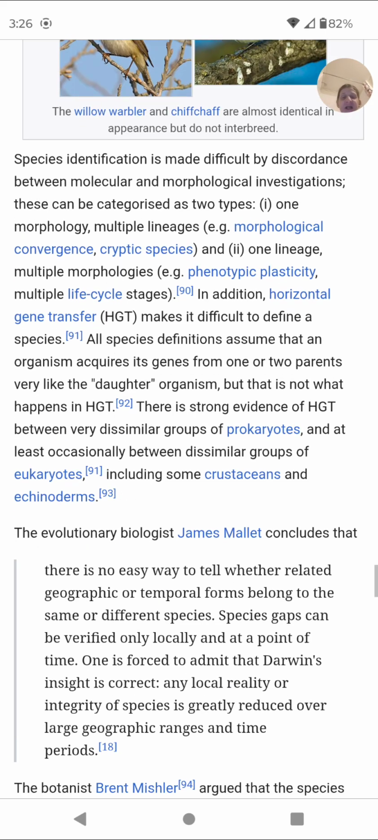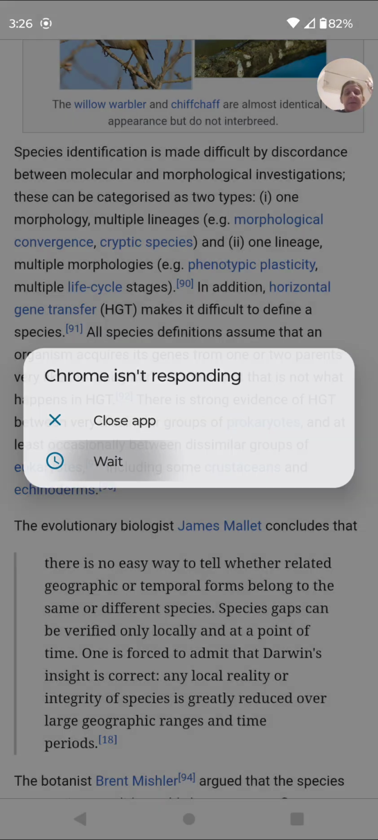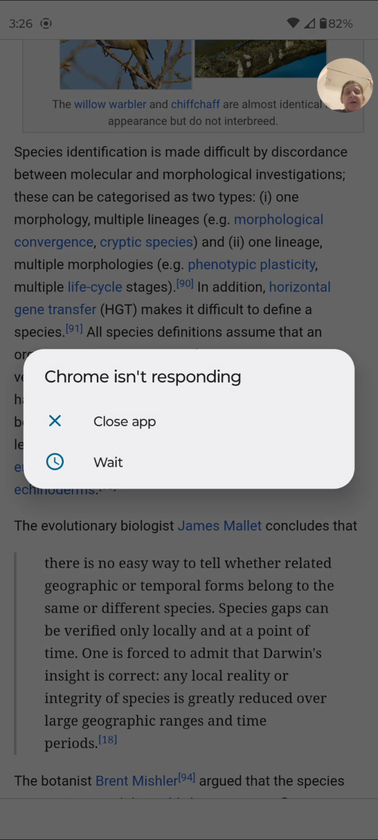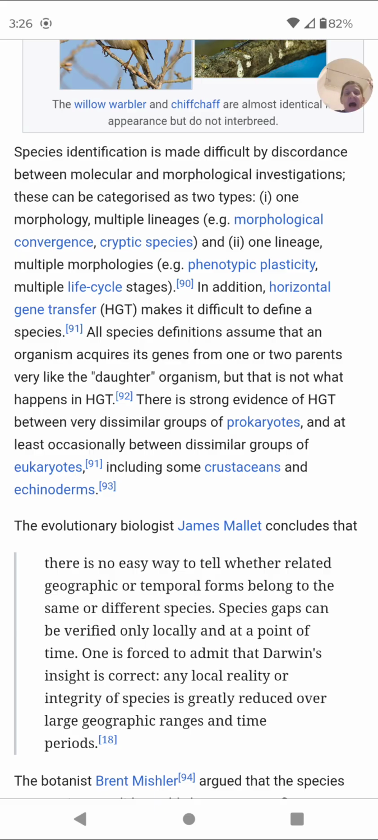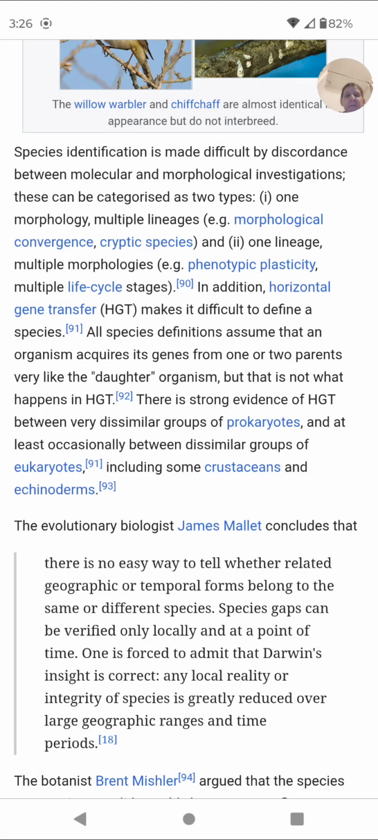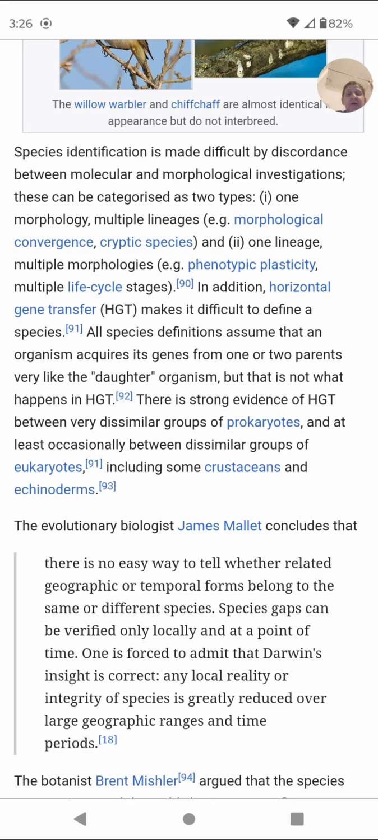Species identification is made difficult by discordance between molecular and morphological investigations. These can be categorized as two types: one, one morphology with multiple lineages, for example morphological convergence and cryptic species; or two, one lineage with multiple morphologies, for example phenotypic plasticity and multiple life stages.